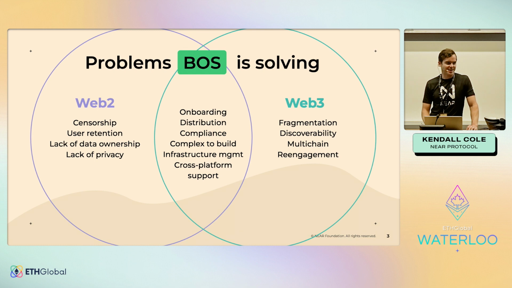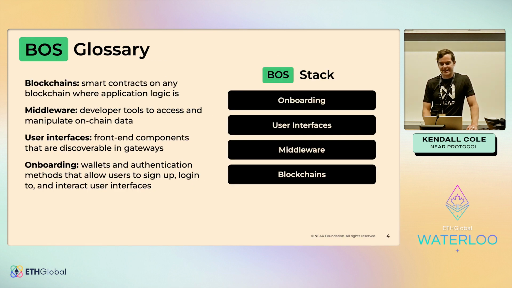So the main reason we decided to build BOS is to solve a few different problems. Onboarding and distribution are common ones. Compliance is one that's becoming a lot more important, especially if you're building financial applications. Complexity, another one for developers. There's a lot that comes with building a front end these days, and we aim to make it easier. And then we're really excited about bringing cross-platform support to this ecosystem and really just letting blockchains collaborate in a more compelling way.